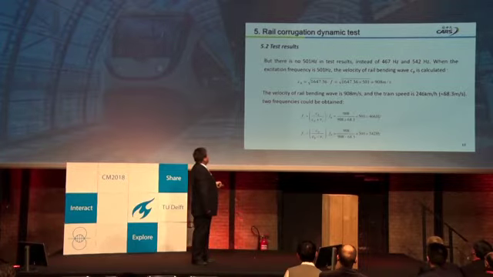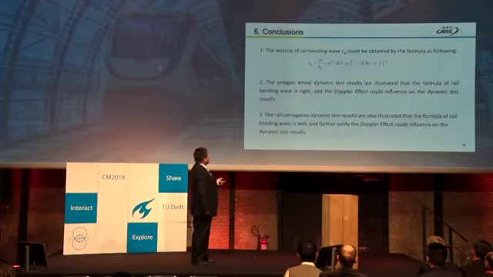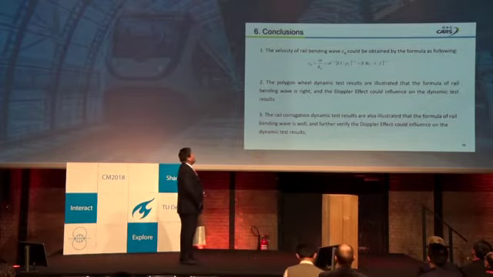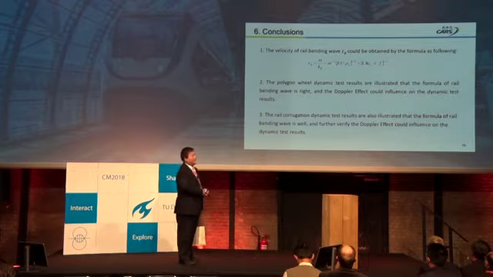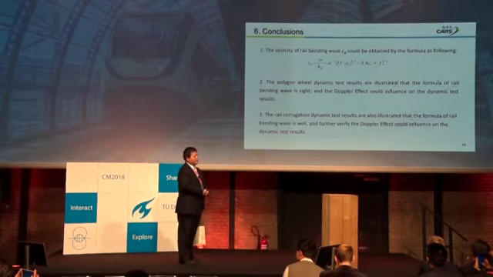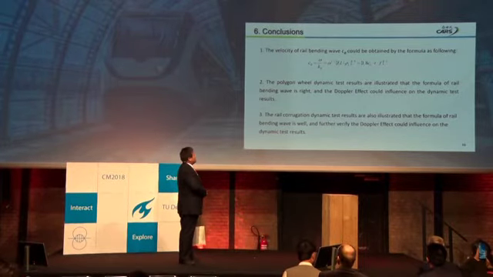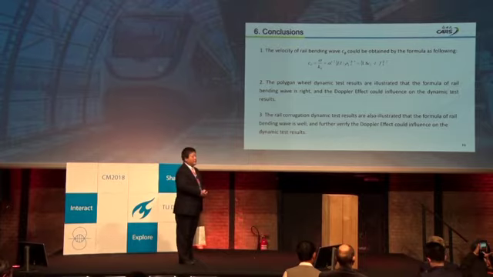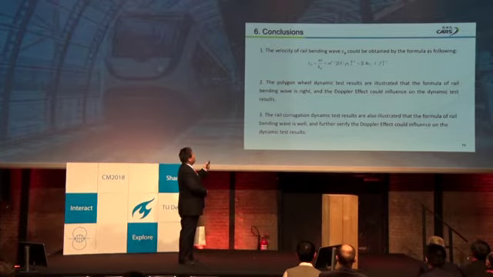In summary, the velocity of the rail bending wave can be obtained by the formula shown here. Then we did 2 dynamic tests to verify the Doppler effect and the formula. That's all. Thank you.